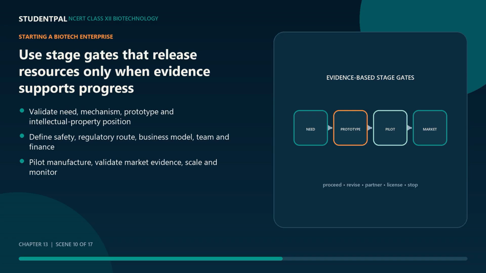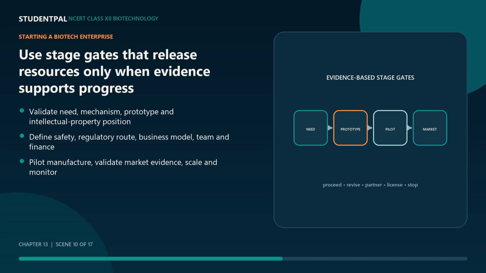Validate the prototype in increasingly realistic samples or models, and define performance specifications. Build the team, business model, and financing plan around the next evidence milestone. Pilot manufacturing tests reproducibility, contamination control, supply and quality. Field or clinical validation tests performance in the intended context. Market evidence assesses adoption, payment, and distribution.